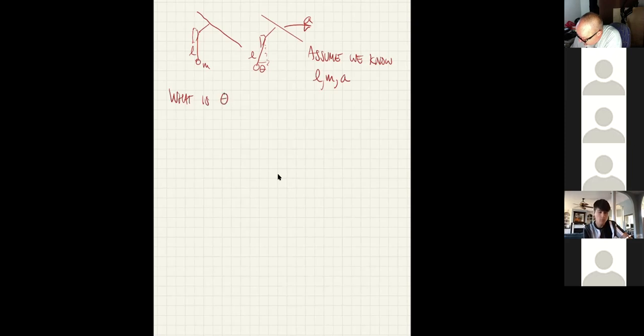What is theta? In other words, we could calibrate this and make an accelerometer out of it. So I'm going to draw a free body diagram, and my free body diagram is going to be like this. Now I have a mass M right there. I have acting on it a tension in the rope, which goes like this.